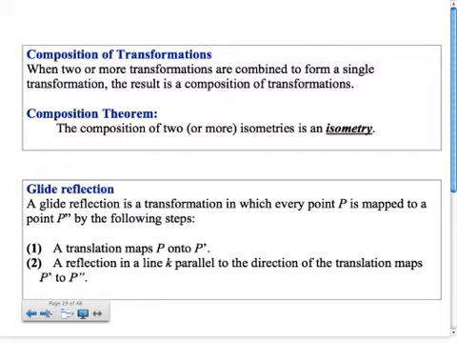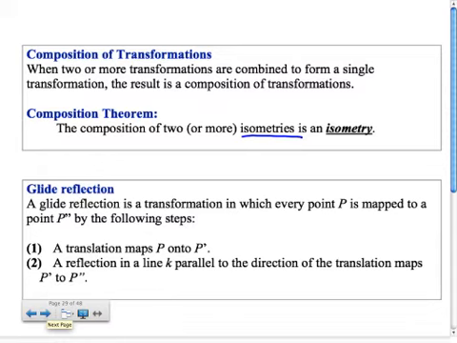Okay? All this composition theorem says is, hey, after we translate, then rotate, or do any of this, the original figure you start with and the resulting figure will always be congruent. They'll always be the same size. That's what it means to be an isometry, okay?